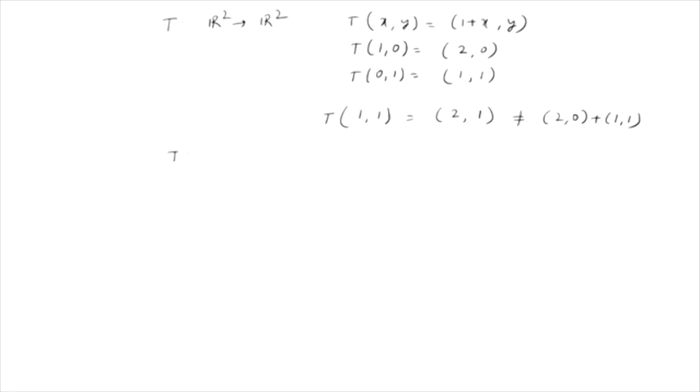Similarly, if you define T from R2 to R2 as T of x, y equal to x square comma y, it is also not a linear transformation. It is very easy to show. You simply give a counter example for this.